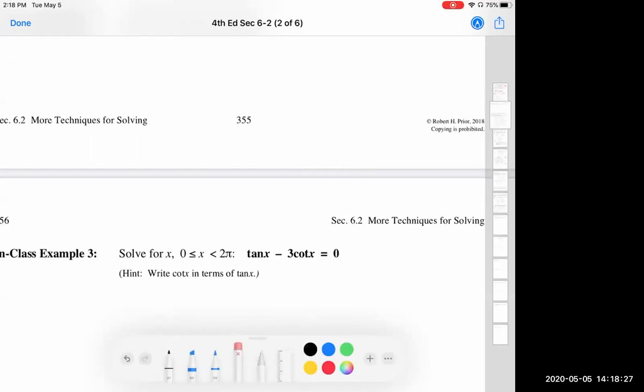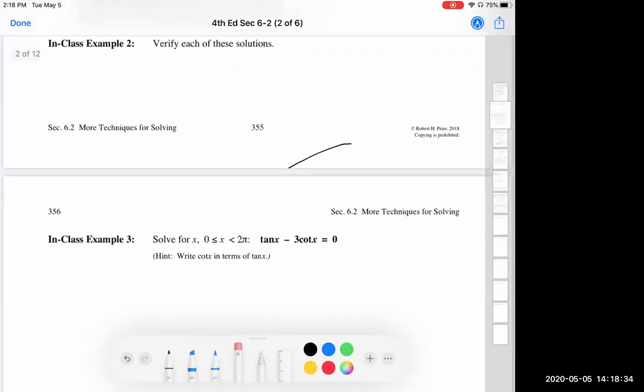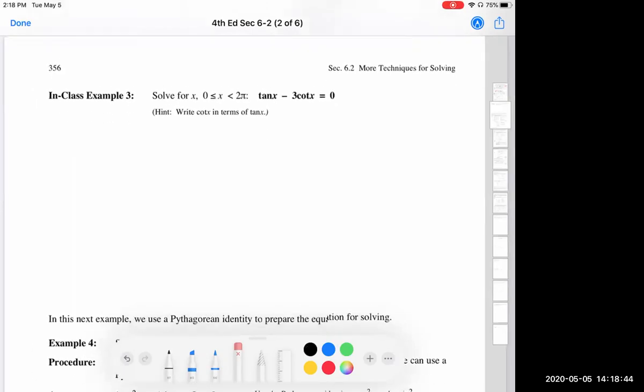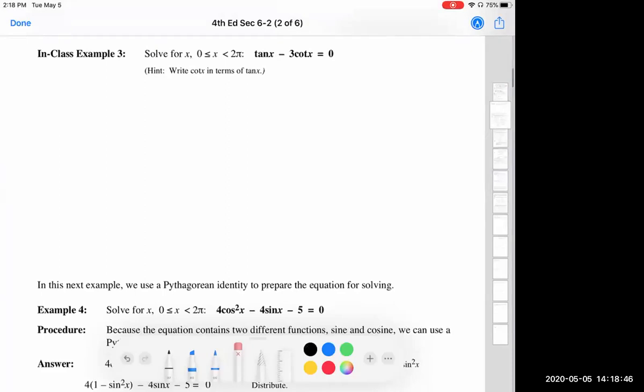Let's go ahead and do example 3. Let's go ahead and solve tangent of x minus 3 cotangent of x equals 0. Go ahead and give this one a try. I'll give you about 2 minutes to get started.